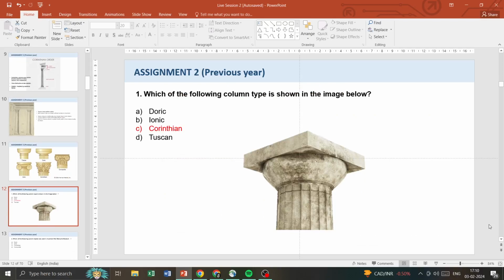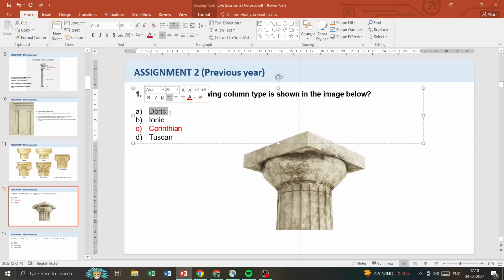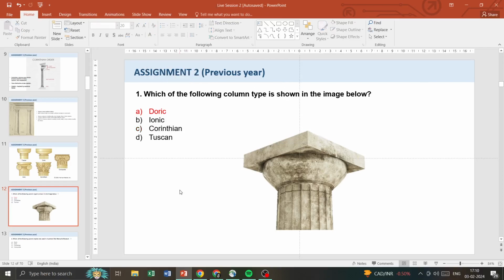So our answer will, oh sorry, this is wrong. It's Doric. This was done by mistake. I am so sorry for the confusion. So the answer is that this is Doric, because this is the most plain column, and you can see it has ribbed flutes. It is not plain, so this is Doric, not Tuscan.